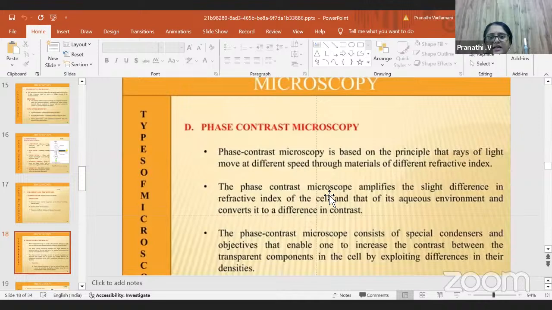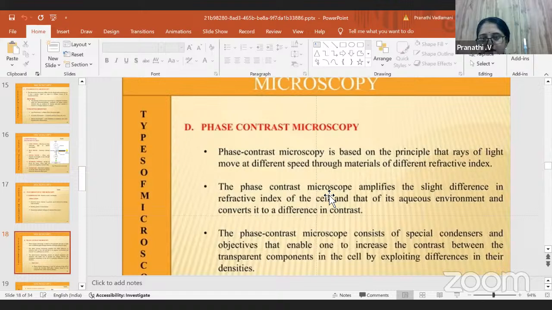Phase contrast is again about rays of light. They are moving at different speeds through materials, because of which different refractive indices are there. And then you're going to see different kinds of images. So it amplifies this difference in the refractive index of the cell. So what is going to happen is, in different environments, that is, you're going to use an aqueous environment, and then this is going to be converted.